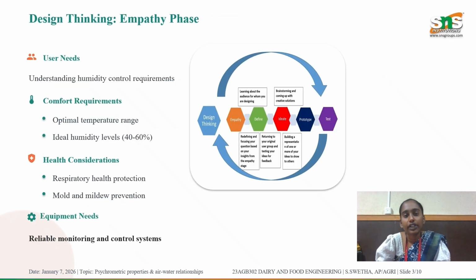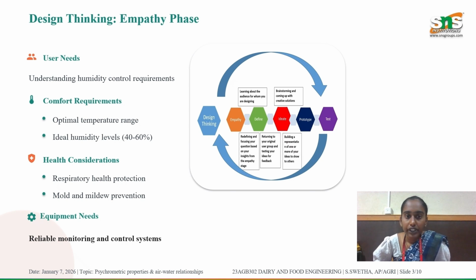So I'm going to explain this PPT in a design thinking way. The first stage is empathy. In the empathy phase, we have to understand what the user needs, like how the user needs humidity and control requirements. We have to understand their humidity and control requirements according to their operations in food industries.